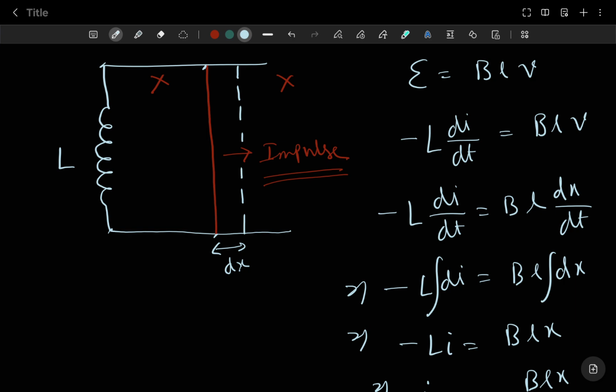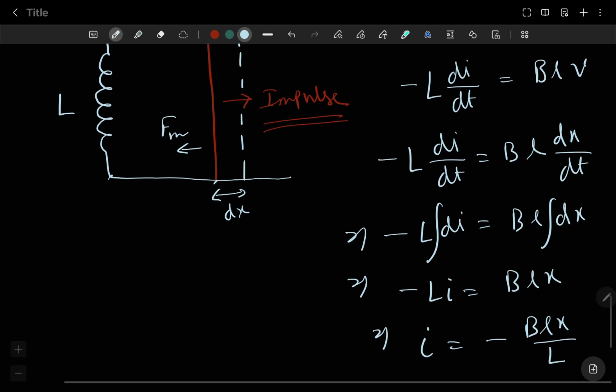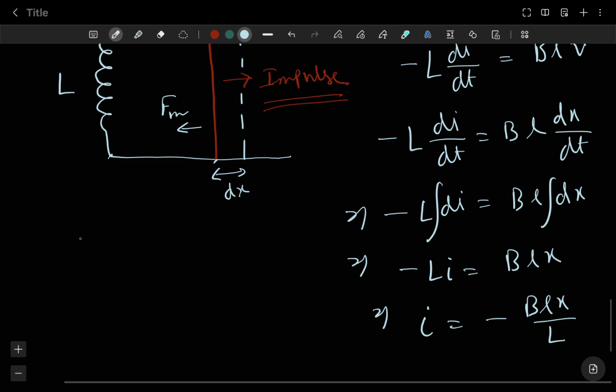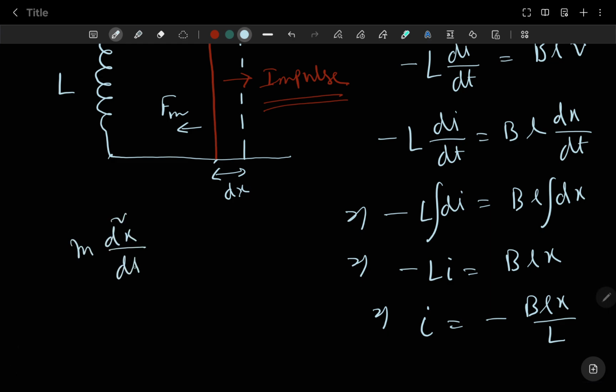Okay, as soon as the current will pass, there will act a Lorentz force, because a current conductor in a magnetic field will experience a Lorentz force. Now that Lorentz force will act actually as a restoring force to the conducting rod. Okay, so here mass m into acceleration d2x dt2 will be the force Fm.